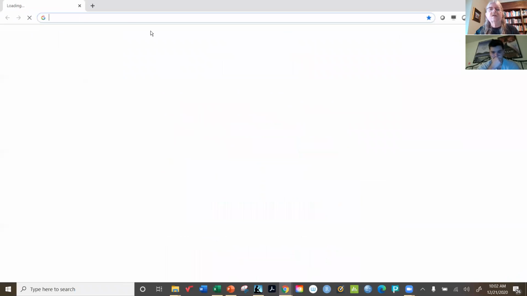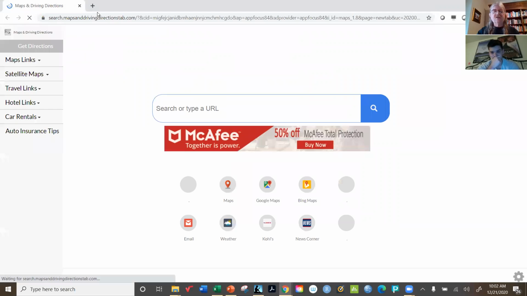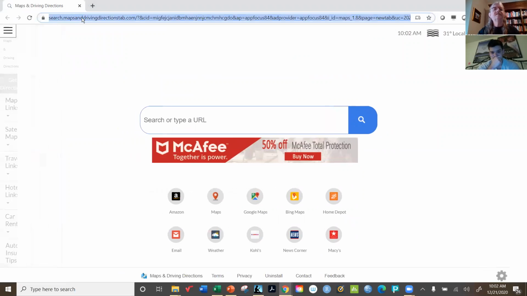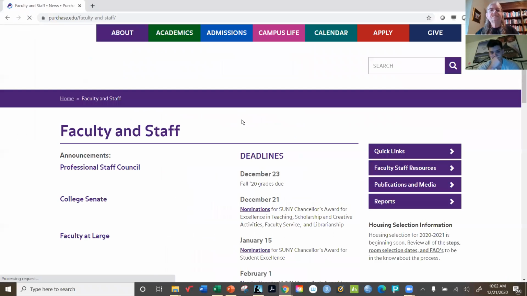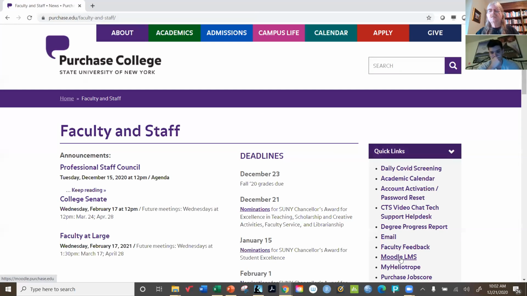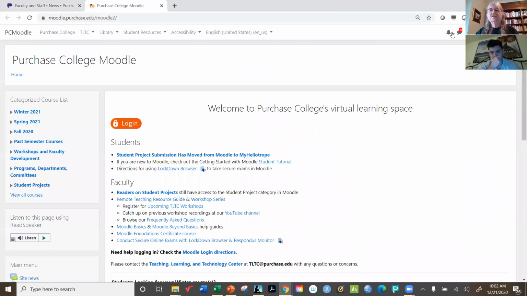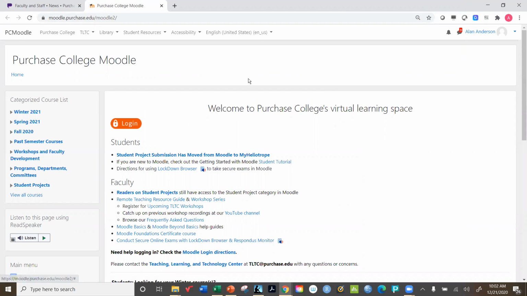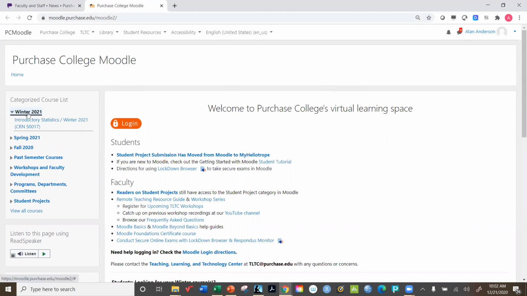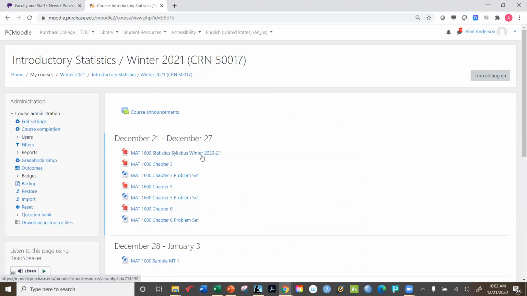Actually, I don't see it. Let me open it up again. All the information is on Moodle. If you go to purchase.edu and go to Moodle, you'll see that, hold on a second. I'm already logged in here. You have to log in, and you're going for winter of 2021. This is what they choose to call it, 2021, Introductory Statistics.